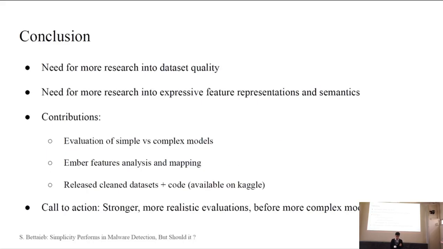Now to conclude, on the big scheme of things, I think we need more research into dataset quality. We also need more research into expressive feature representations and semantics. Because, for example, if you use images, what does the image express about the malware? What does it mean? Same thing with graphs and behavior graphs. What is the definition of a malicious behavior? It's still an open question and a difficult one.